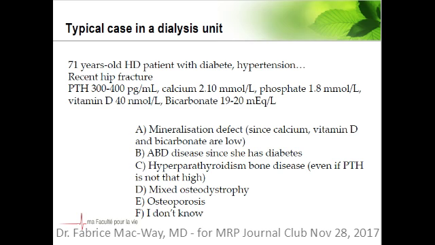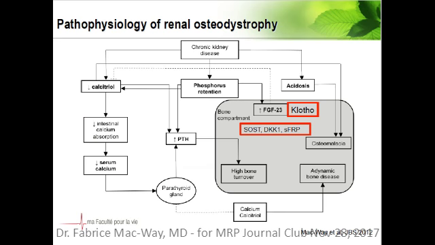You have the lab parameters here: PTH between 300 and 400. I don't know if you have the same unit here in Winnipeg. Calcium a little bit low, high phosphate level, vitamin D 40 nanomole per liter, so a little bit low as well, and the same for bicarbonate. We see that kind of patient very often, and the question is, what do we do to prevent the risk of fracture in that particular patient?